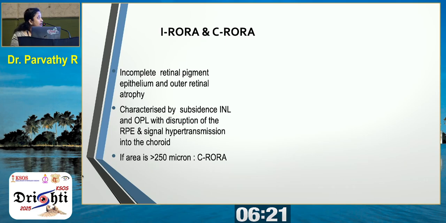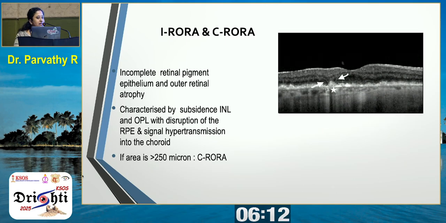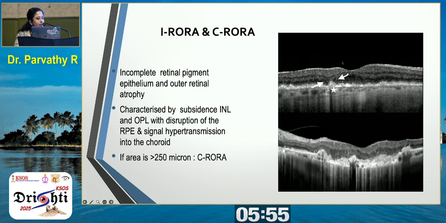And coming to the advanced stages of dry AMD, we have IRORA, that is incomplete retinal pigment epithelium and outer retinal atrophy. It is characterized by subsidence of the inner nuclear and outer plexiform layer, that is the arrows, and signal hypertransmission into the choroid due to the loss of RPE and the layers. And if the area of this disruption is more than 250 microns, it is called CRORA, or complete retinal pigment epithelium and outer retinal atrophy.